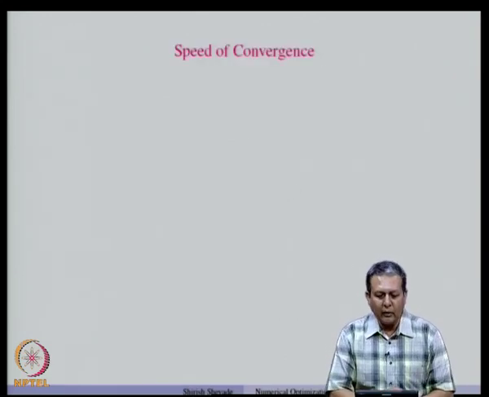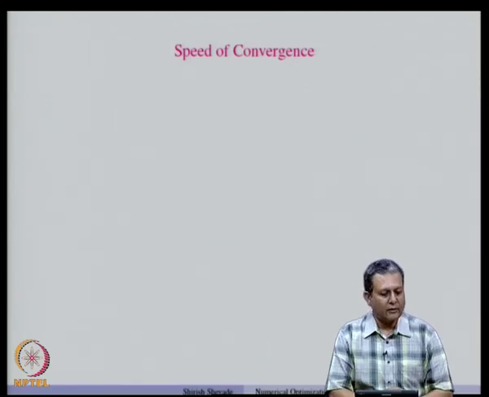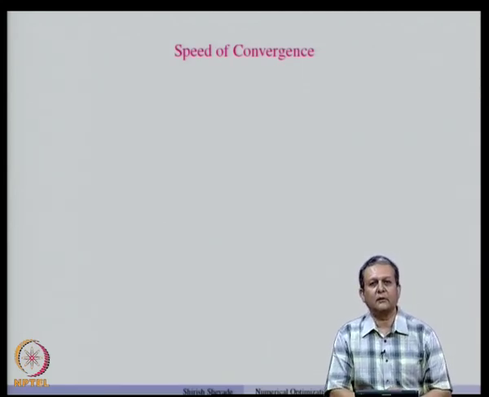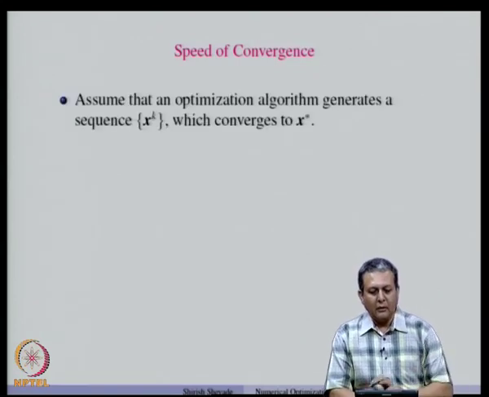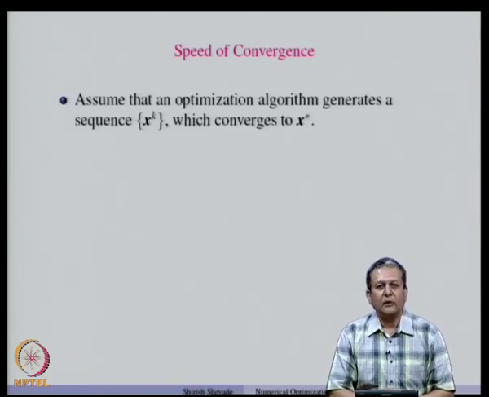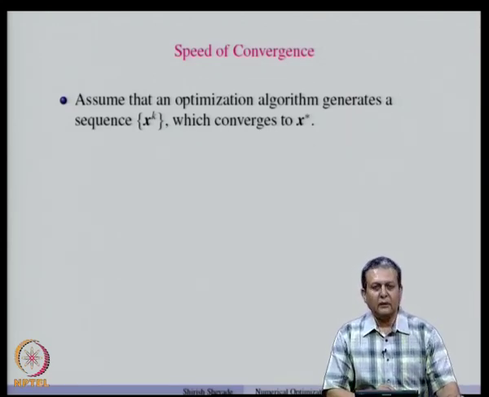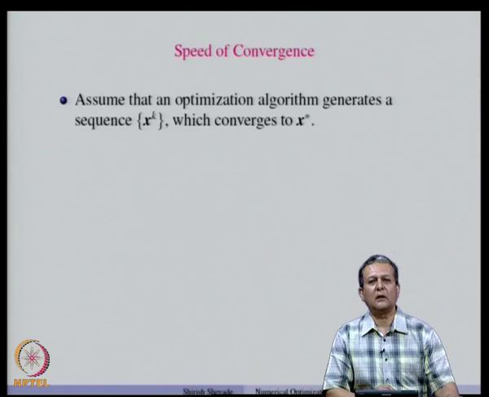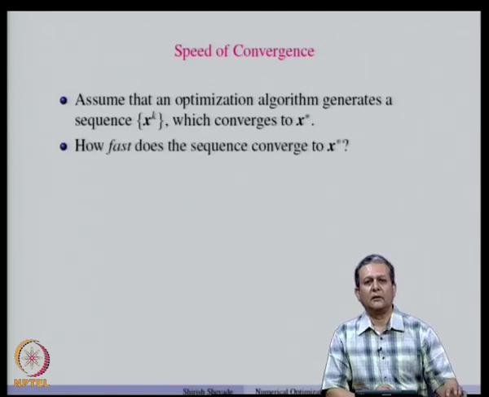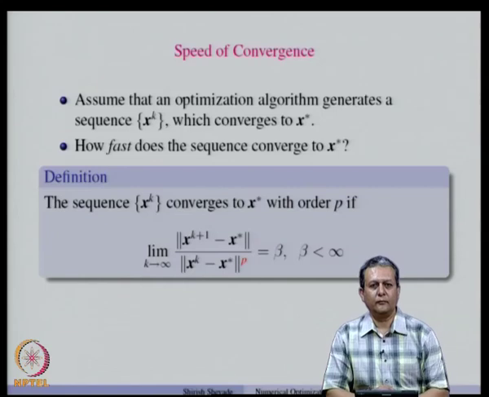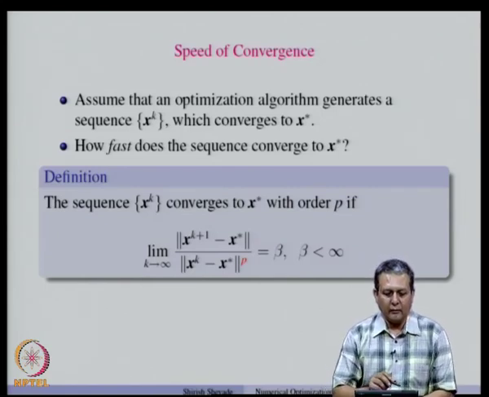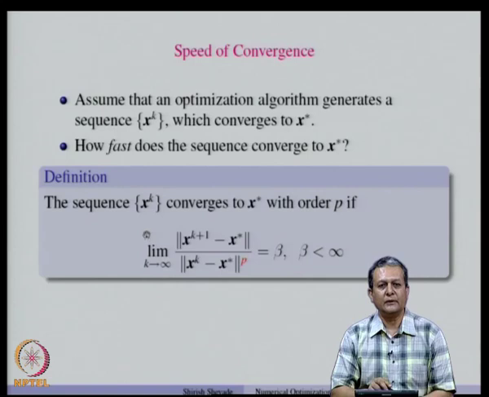Now, another important point that we have to worry about is the speed of convergence of optimization algorithm. Now, let us assume that we have an iterative optimization algorithm which generates a sequence x k, and that sequence converges to some x star. Okay. Now, we are interested in finding out how fast does the algorithm converge to x star. Okay. Now, for that purpose we need to see this definition.